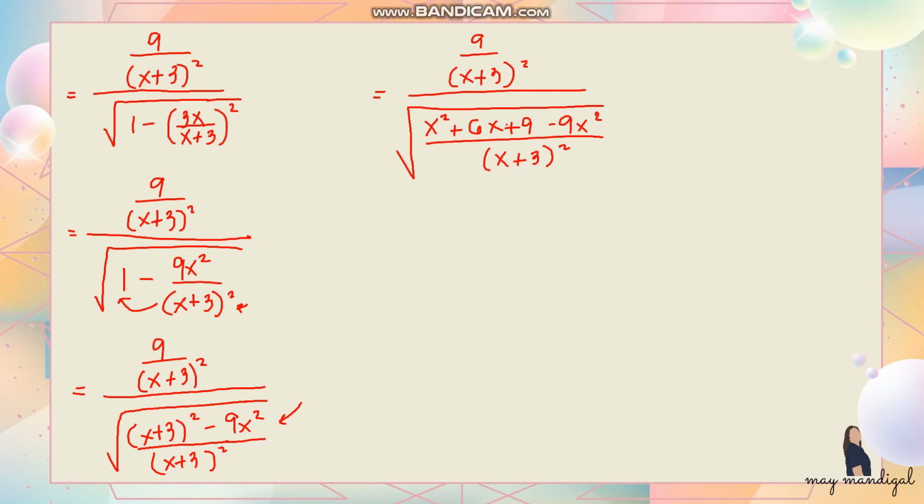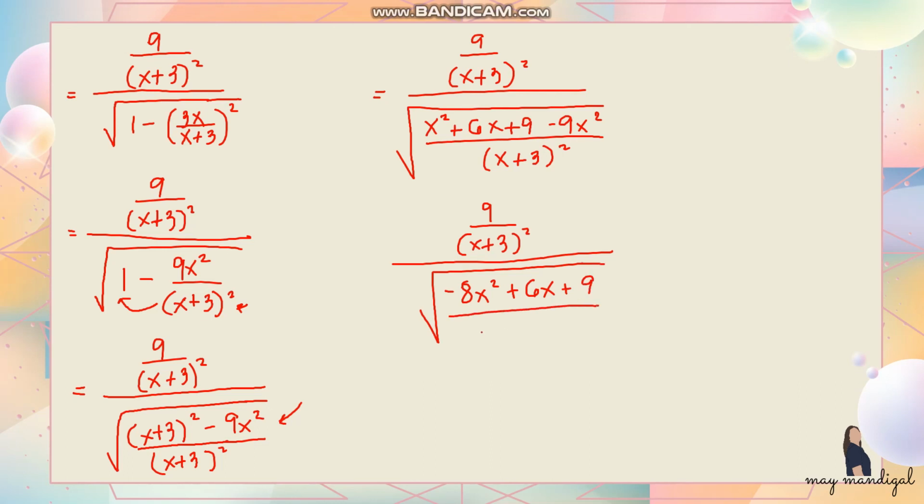Let's further simplify the numerator in the radicand. So we have x plus 3 here all over. We can combine similar terms, x squared minus 9x squared. So that's negative 8x squared. And then plus 6x plus 9. And then our denominator will be x plus 3 squared.